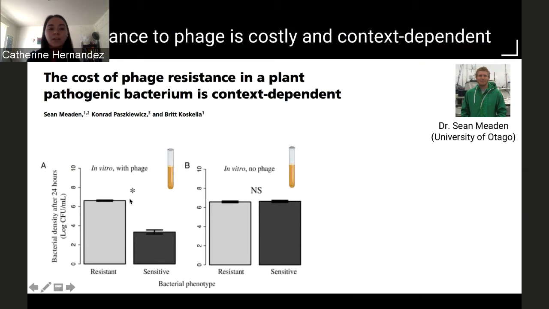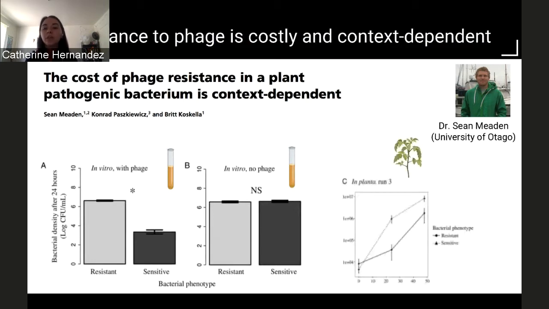And so on the left here, this is in vitro with phage. The resistant ones are growing better than the sensitive ones, as you would expect, they're resistant. And then here we have in vitro in the absence of phage, and there was no difference between the resistant and sensitive bacteria here, and so that seemed like there wasn't a cost in vitro for this type of resistance.